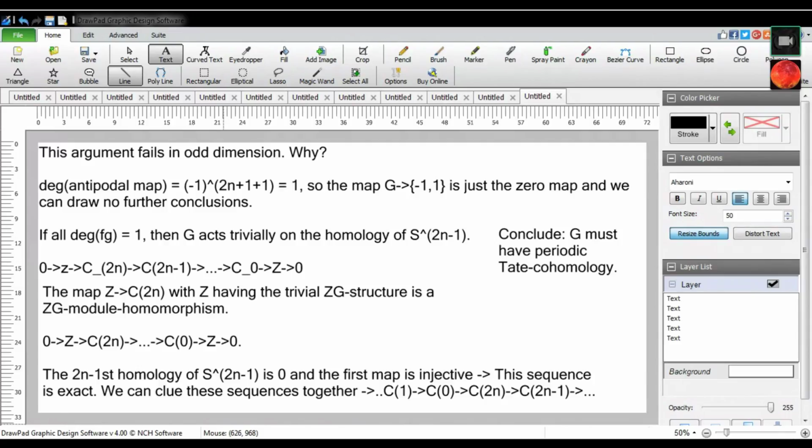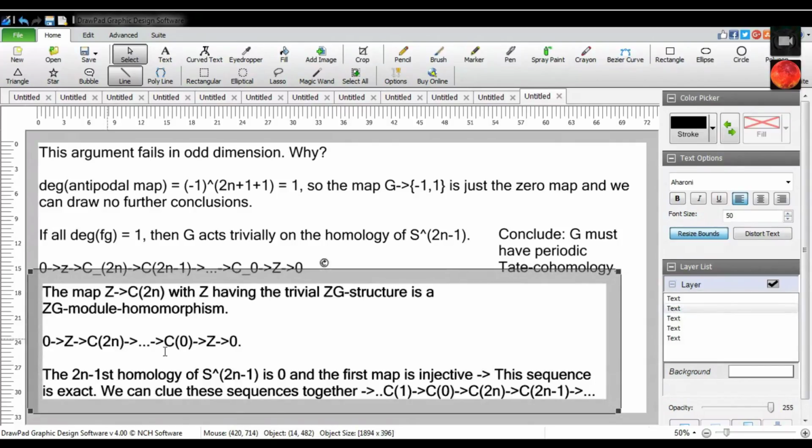Oh yes, thanks. This all goes into 2n minus 1. Thanks. Now it's completely disappeared.